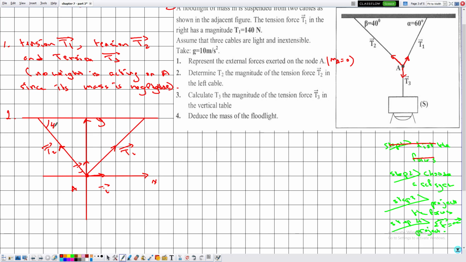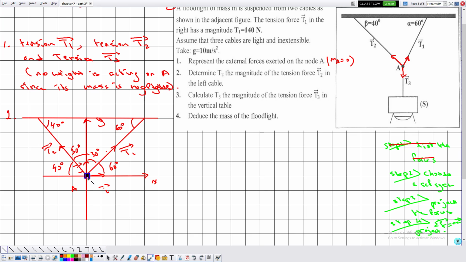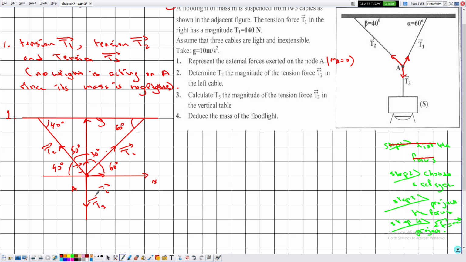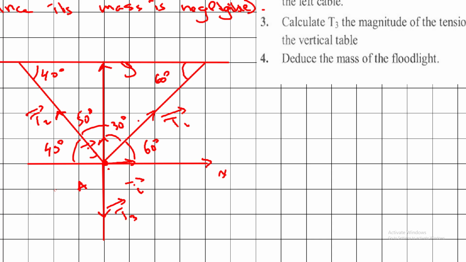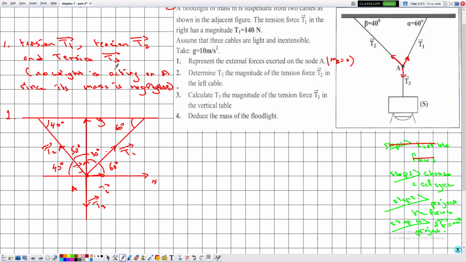Okay, so if this is 40, then this is 40, and this angle is pi by 2 minus 40, or 90 degrees minus 40, so this is 50. If this is 60, this is 30. Now it's left to represent the force T3. Always the tension acts away from the body, so it's vertically downward. Notice that T1 is acting away from the body A, T2 acting away from the body A, and T3 acting away from the body A. Now we are done with step number 2, so now let's project the forces.